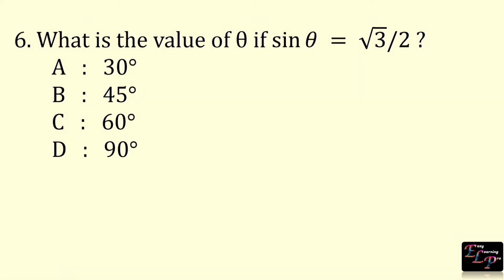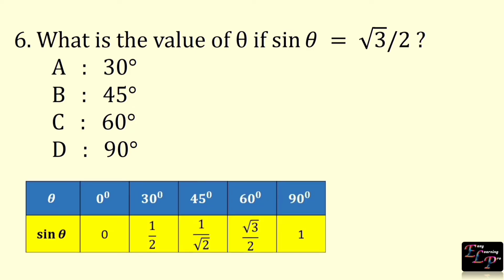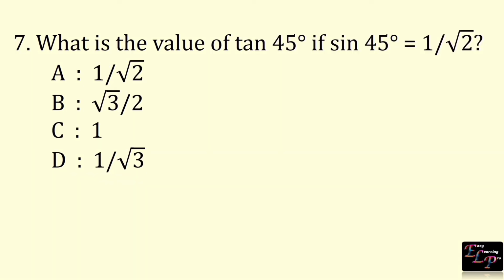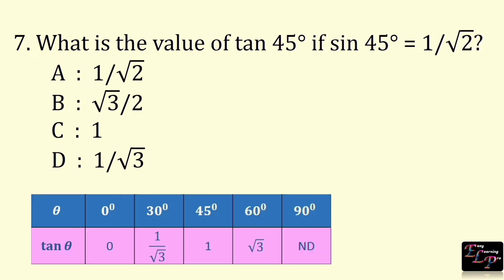What is the value of theta if sin theta is equal to root 3 by 2? Sin theta is root 3 by 2 at angle 60 degree. So value of theta is 60 degree. What is the value of tan 45 degree if sin 45 degree is equal to 1 divided by root 2? Tan 45 degree is 1. So the answer is option C.